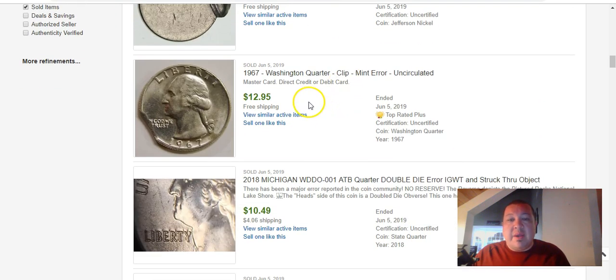So here's one right here, a 67 Washington quarter with a pretty nice looking ragged clip on there. It sold for $13. I think that's pretty fair for that coin there. Clips come up when you least expect them. They're actually one of the more common errors to find in pocket change and in coin roll hunting.